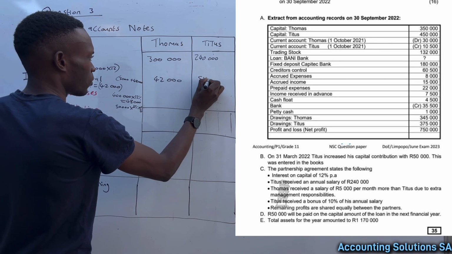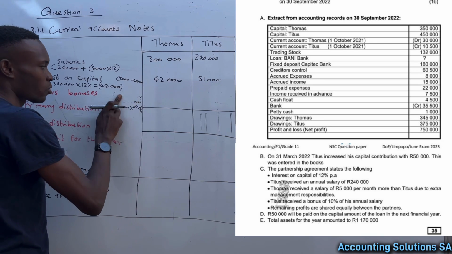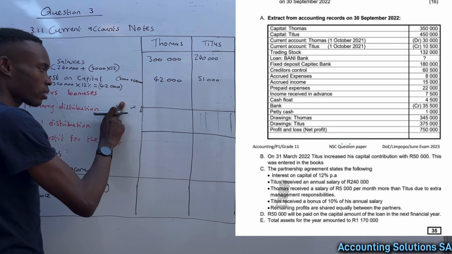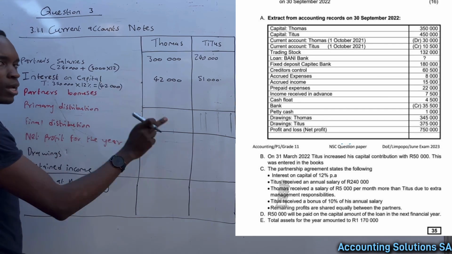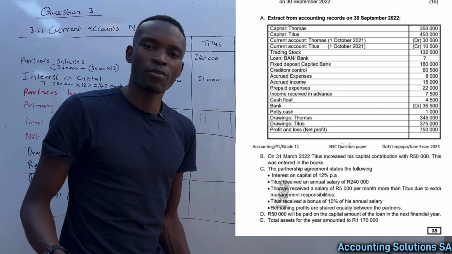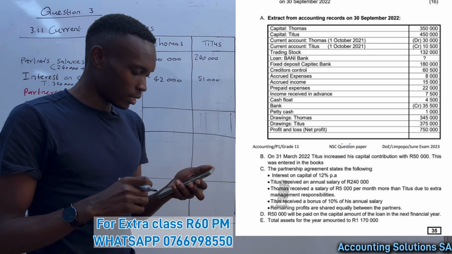It's gonna give you 51,000. Just like that. This is how you do increase, before increase and after increase. You have to calculate them separately, because the months are not the same. The other one is 12 over 12. The one that has been increased during the year, you have to split it.